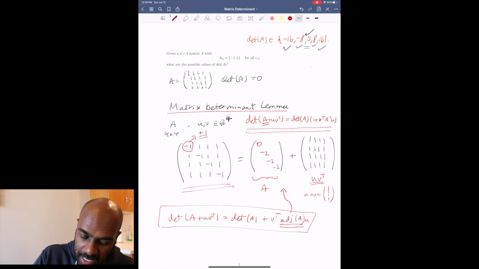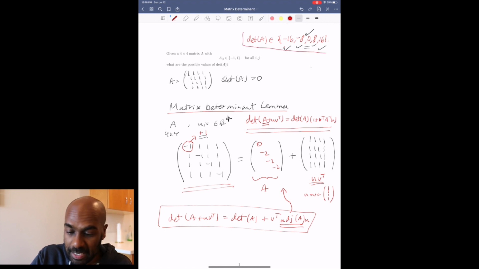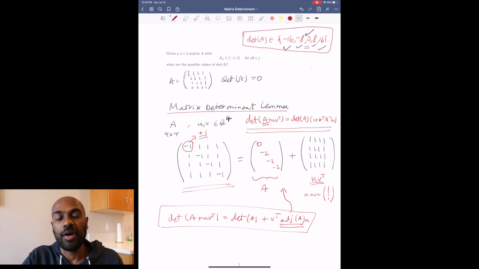Great, so that tells us then that our possibilities for the determinant of A are exactly the elements of this set from negative 16 to 16, including only the multiples of 8.